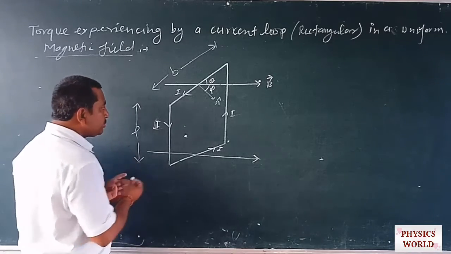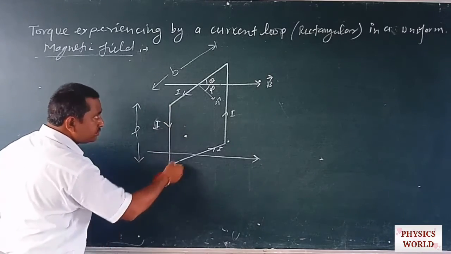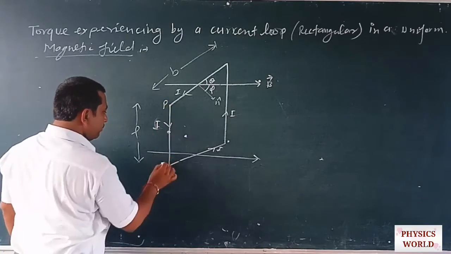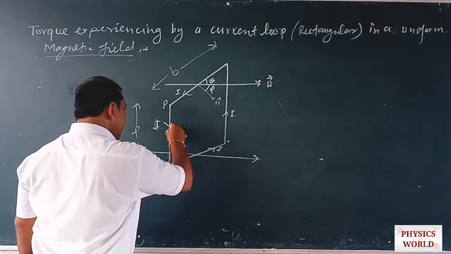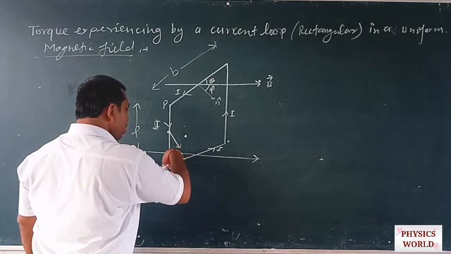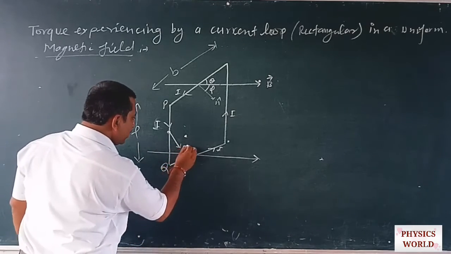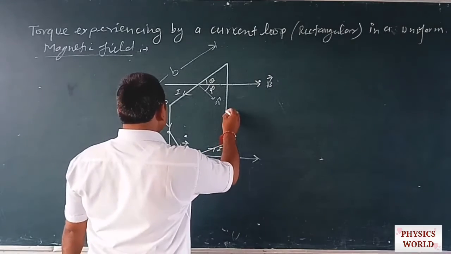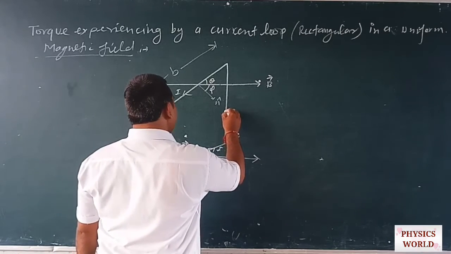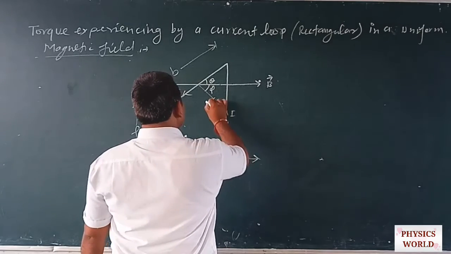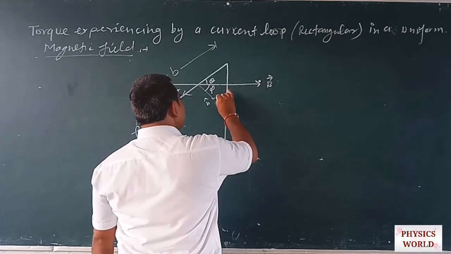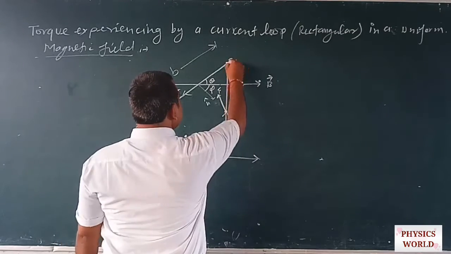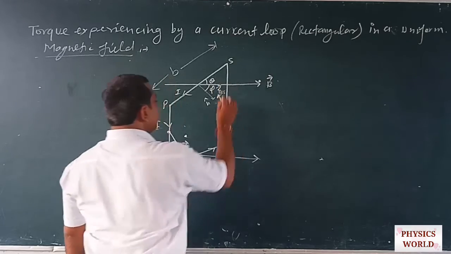What will be the force experienced by this arm of this rectangular coil? This will be equal to F PQ, and the direction of this force is along K. The force experienced by this other arm is along minus K, that is F RS.